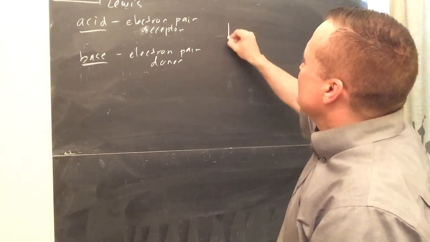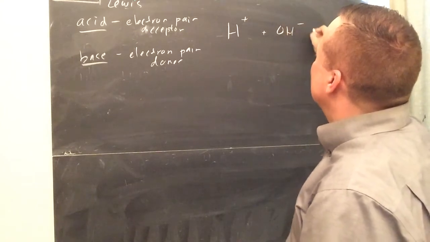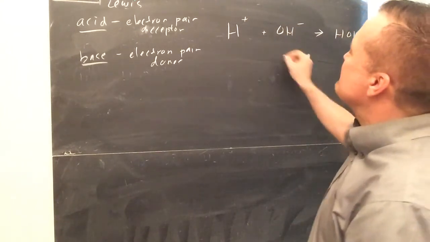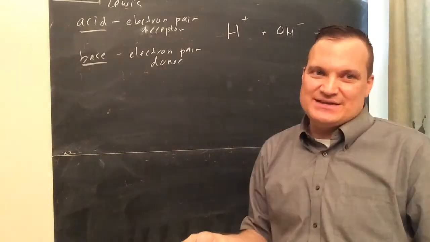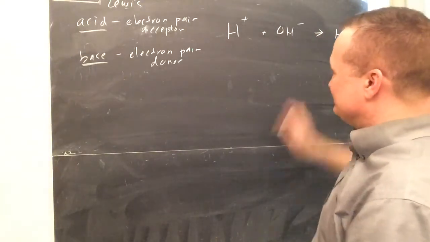Okay, so here we go. H plus and OH negative gives you water. Which one is the acid? Which one's the base? That's easy, right? Acid, base, and that's your water.